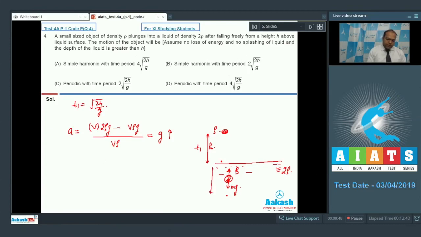The time taken in this interval is, let, T2. T2 can again be found as under root of 2h by g, as the acceleration in the first case and the retardation in the second case are the same, so the time will also be the same. So we can say that it will perform a periodic motion with time period 2 times (T1 plus T2). If I substitute the values of T1 and T2, it comes out to be 4 times under root of 2h by g. So option D is the correct answer. Let's move to question number 5.